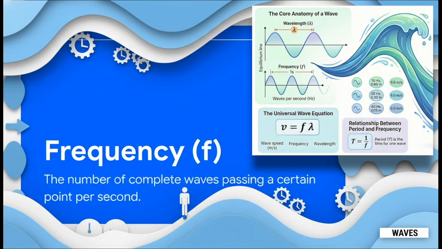Next is frequency. This just tells us how often the waves are coming. So imagine you're standing on a beach and one wave hits your feet every single second. Well, that's a frequency of 1 hertz. If 2 waves hit per second, that's 2 hertz.